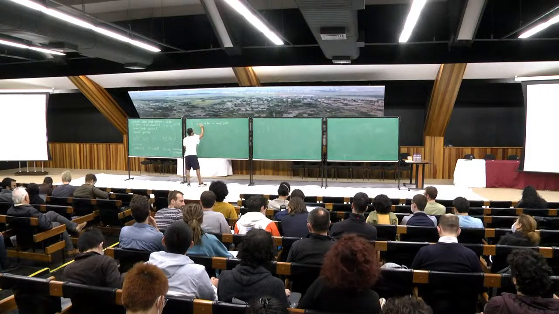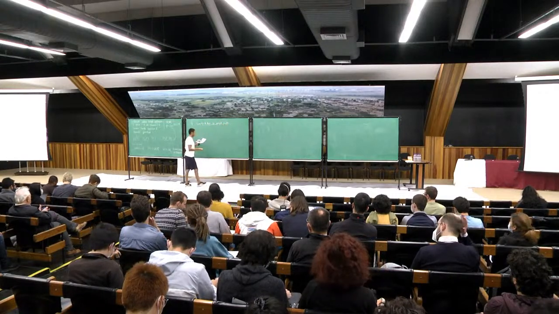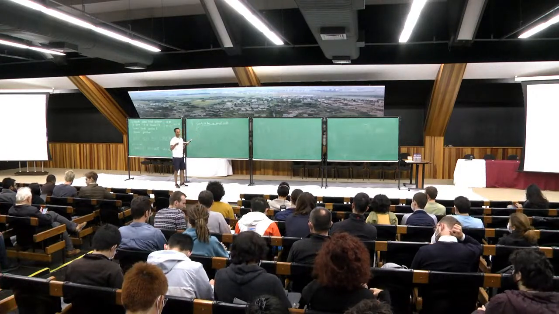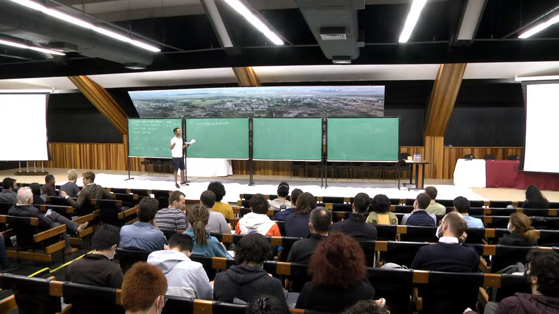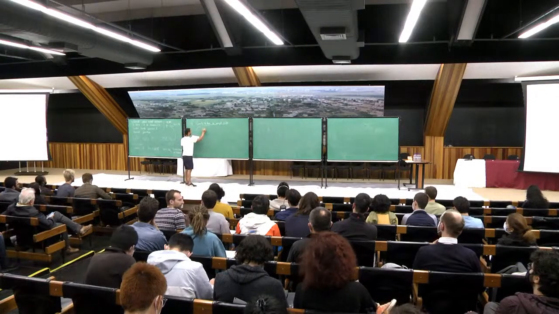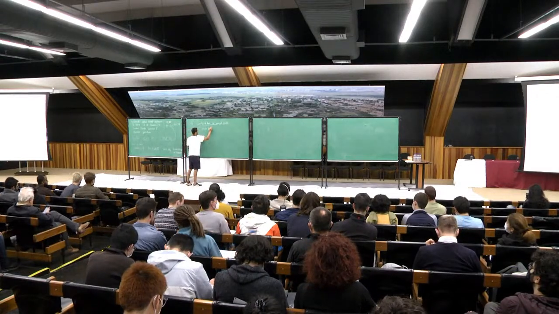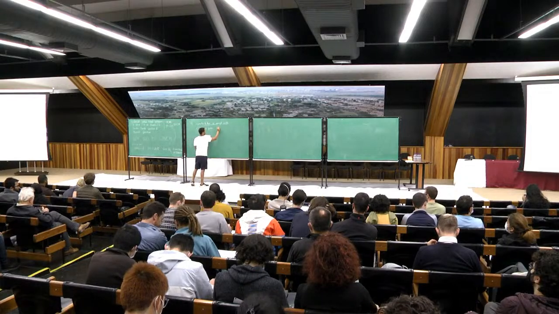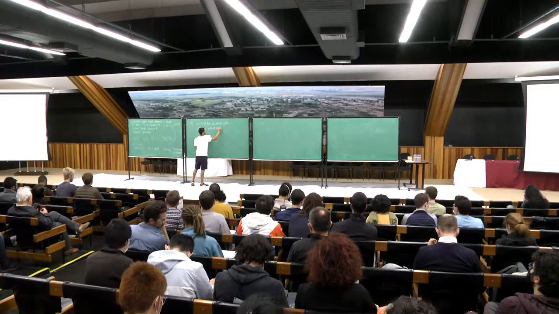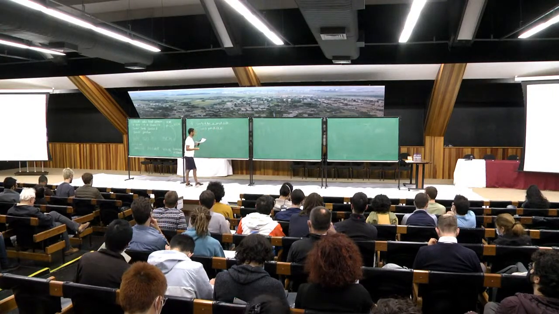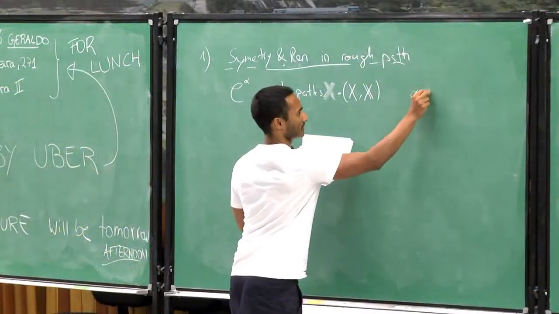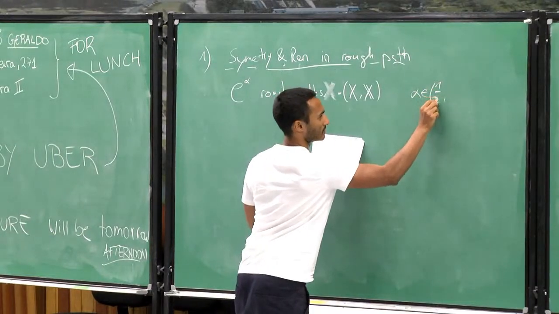Okay, so let me recall the notation a little bit. I write C alpha for the space of rough paths, from R to R. And let me write a fat X, which consists of these two components. And we fix alpha to be between 1/3 and 1/2 throughout.